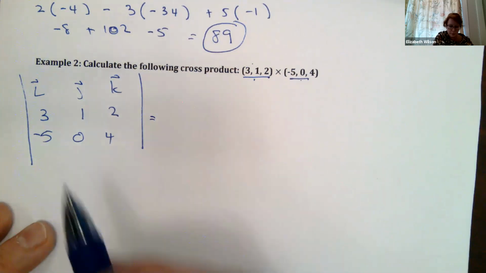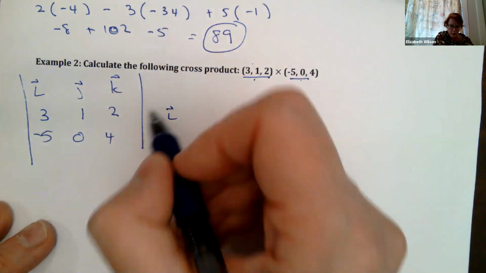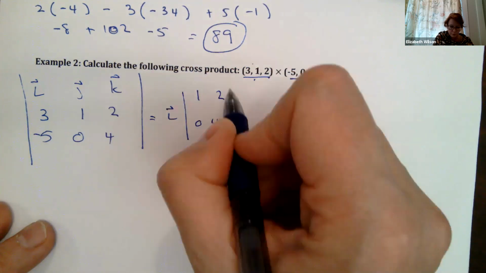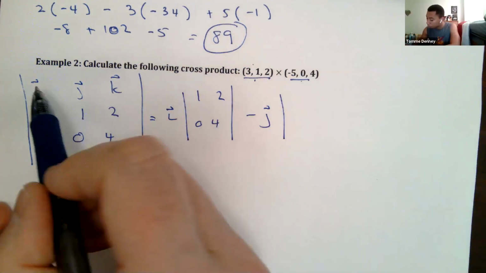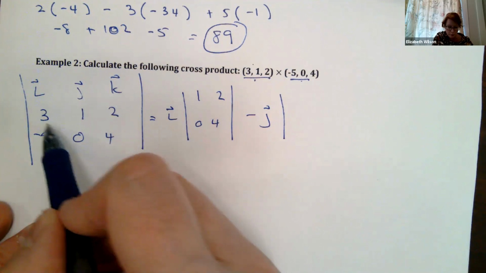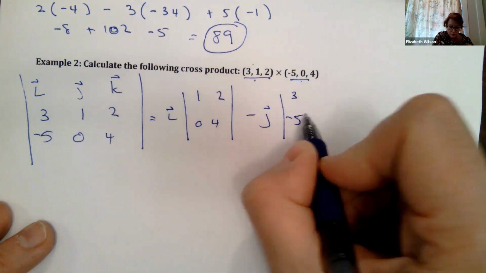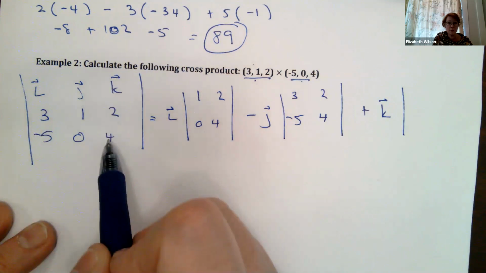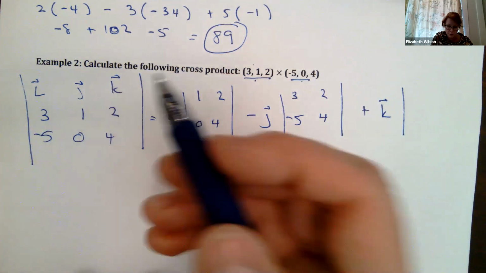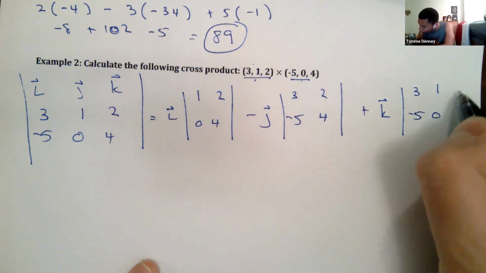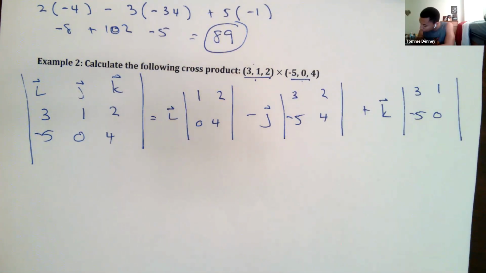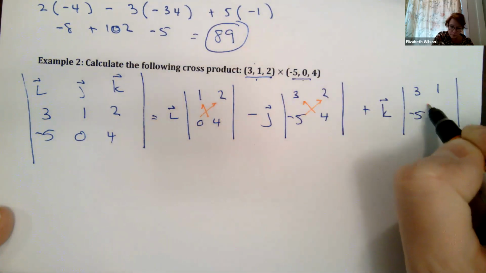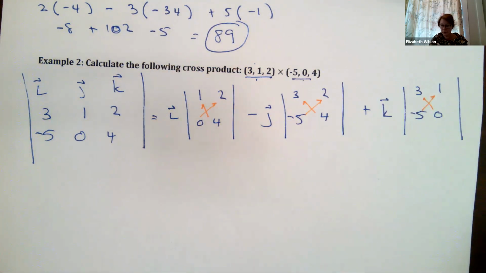Okay, so let's go ahead and set this up. So remember, our first basis vector i times first row, first column. I build up a matrix of what's left over. Minus j, first row, second column. I ignore those terms and I build up a matrix of what's left over. Plus k, first row, third column, I ignore them and I build up a matrix of what's left over. Okay. Now we're going to multiply on the diagonals, multiply on the diagonals, multiply on the diagonals. Go ahead and do that.